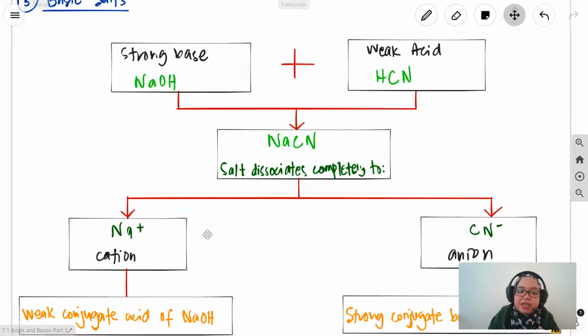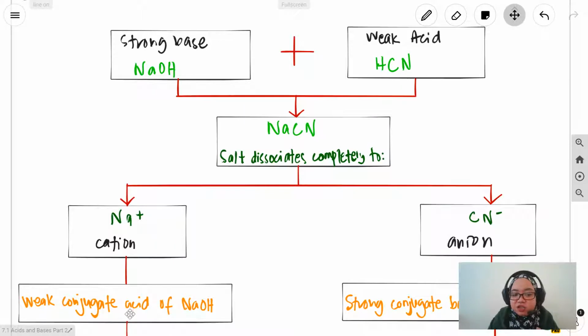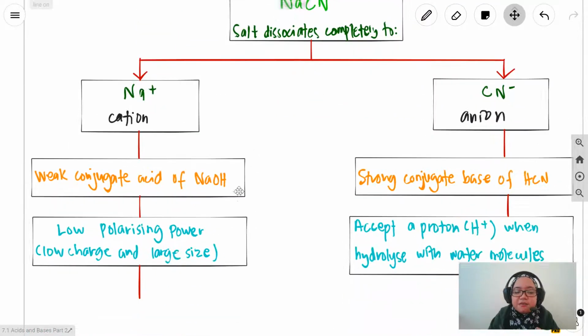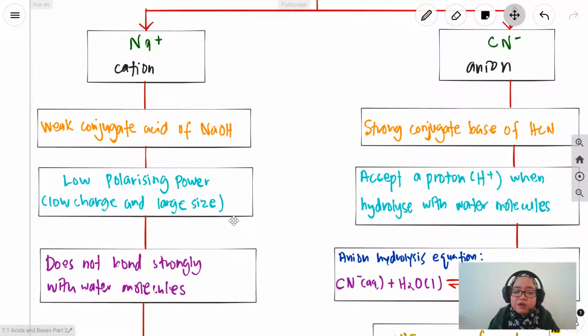So the Na+ cation is a weak conjugate acid of sodium hydroxide. When the sodium cation is a weak conjugate acid of sodium hydroxide, it also has a low polarizing power because of its low charge and large size. So it cannot bond strongly with water molecules and cannot undergo cation hydrolysis reaction with water. So no reaction happens at the cation.